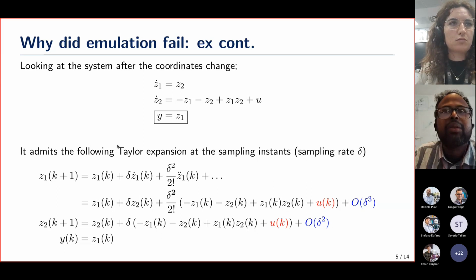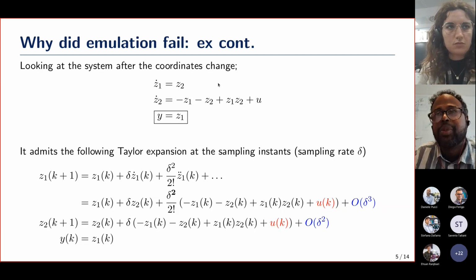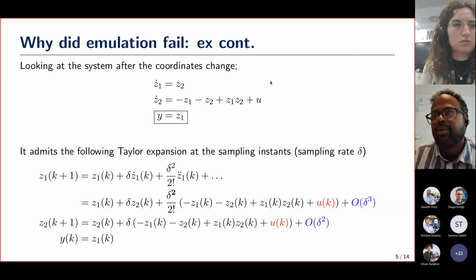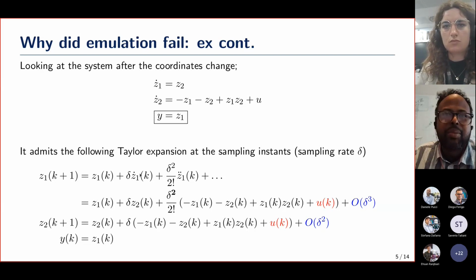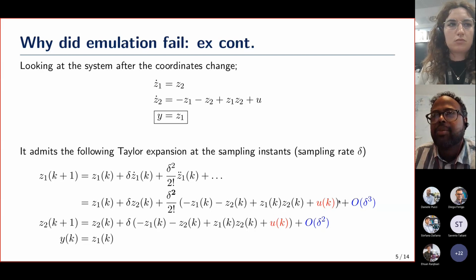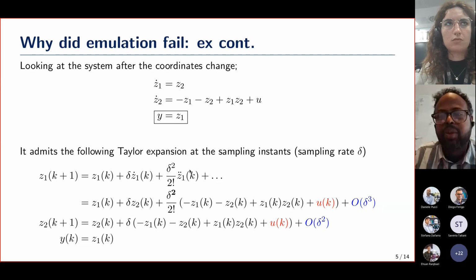So we take the first state, we want z1 of k plus 1. It's z1 of k plus the integral of this, which is approximated by having a Taylor series of delta z2 plus delta square over 2 z2 dot plus delta cube over 3 factorial z2 double dot, etc. And if you replace this with the expression of the derivative of z1, which is z2, and the double derivative, you differentiate twice, you get these terms, and so on. And for the other terms, we denote them by O of delta cube to denote that they depend on at least a power of delta to the power cube. Similarly for z2, we do the same and we derive this function. So this is actually the evolution in time of our states when we do the integration.